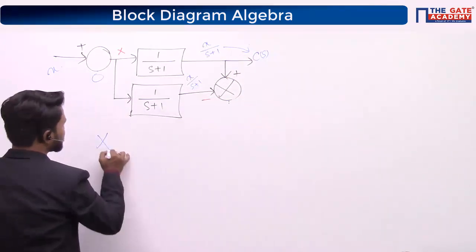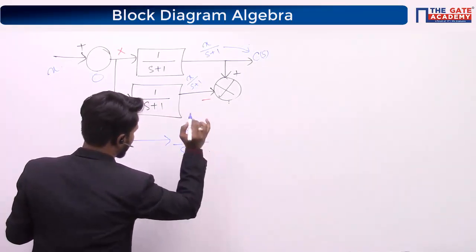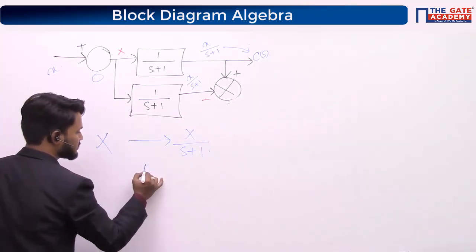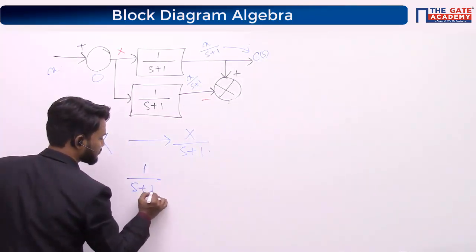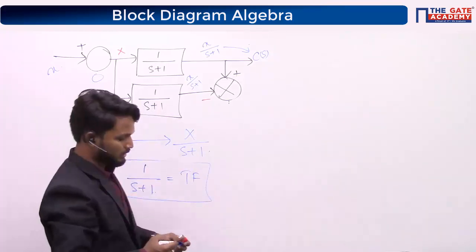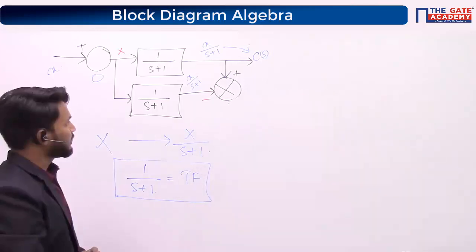So input is X, output is X divided by S plus 1. What is the transfer function? Ratio of output to input, that is 1 by S plus 1. This is the overall transfer function, that's it. This is the overall transfer function. Is it clear, everyone? Right?